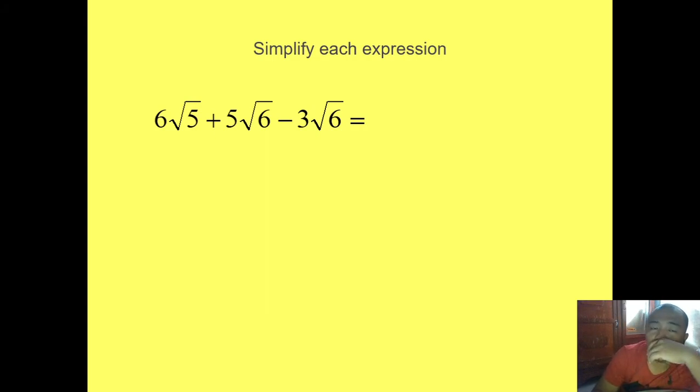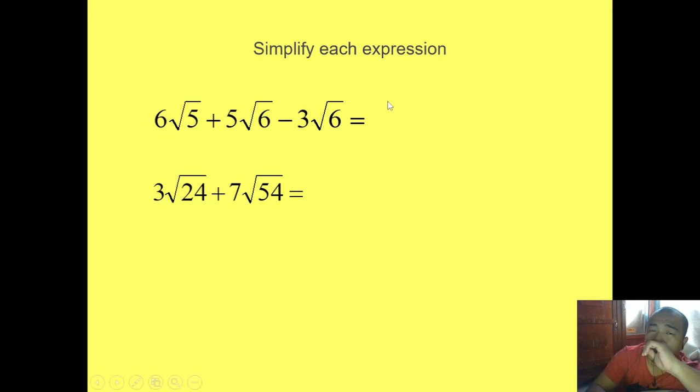Okay, let us simplify each expression. 6 square root of 5 plus square root of 6 minus 3 square root of 6. So we just subtract the coefficients of this because they are like radicals. So the answer is 2 square root of 6 plus 6 square root of 5. That is now the answer because you cannot add unlike radicals.